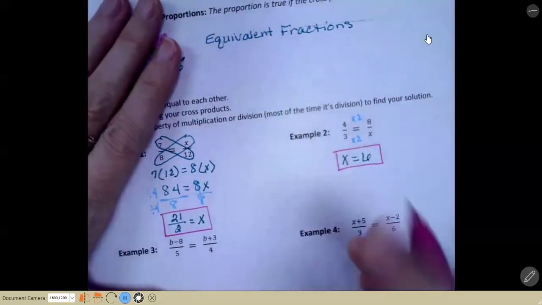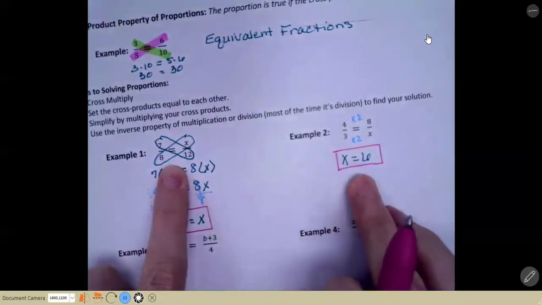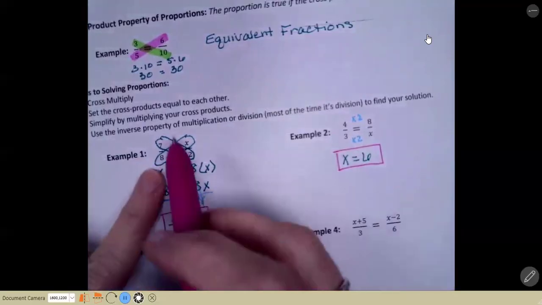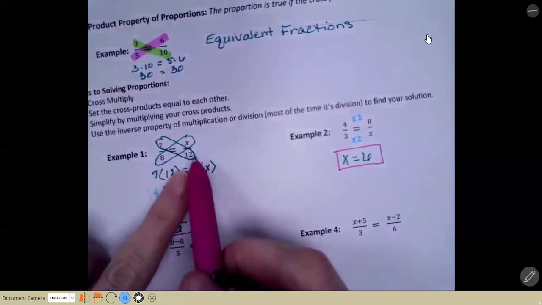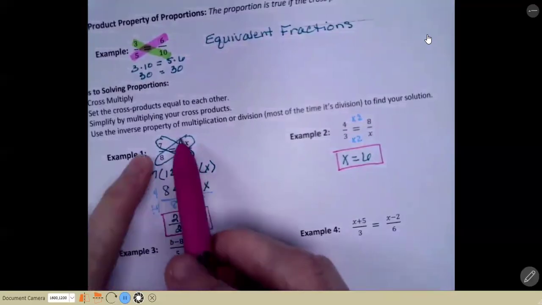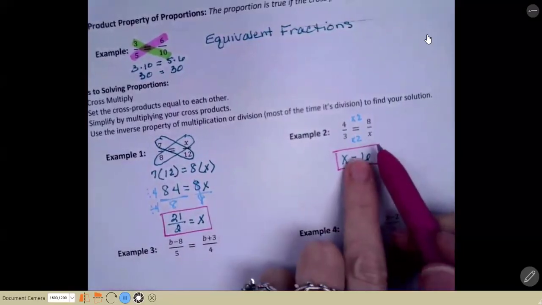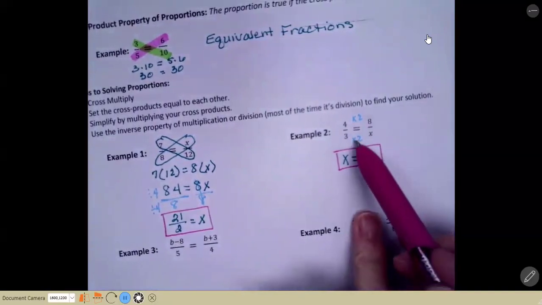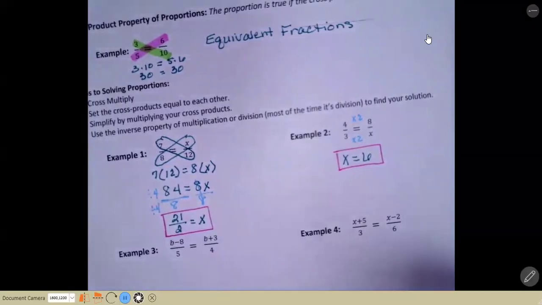Now, why would I choose to do the cross product instead of just finding equivalent fractions? Right. If you look at this, do we know off the top of our head what 8 times something is to get 12? No, so then that's when we'll want to use the cross products. But if you have something simple like this, you will show your work on your homework by showing what you're multiplying the top and the bottom by. Okay?